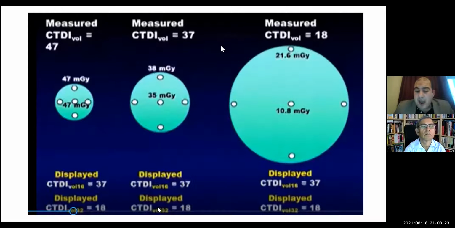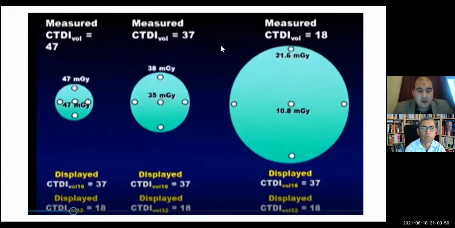But if we change the phantom to be 32 centimeter, here the dose will be less, 18 milligray. That means that if we select a different body phantom, or use a CT protocol for abdomen rather than CT for head, okay, for the CT protocol for abdomen, you will find that the selected phantom for this protocol will be 32 centimeter.